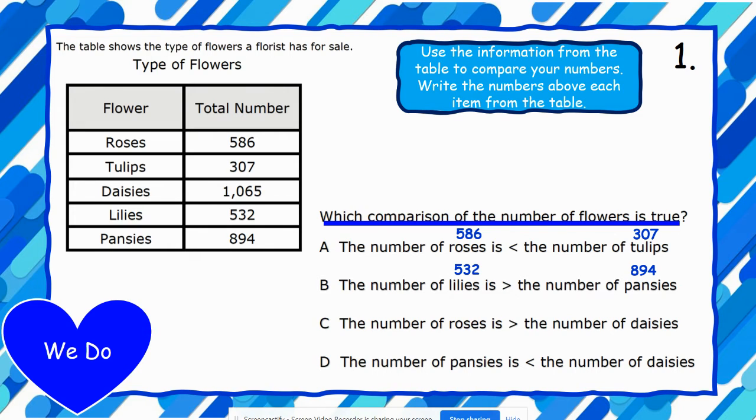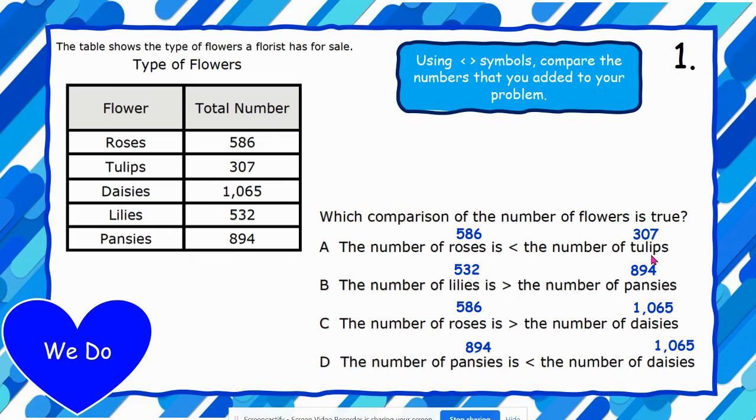Letter C, we're comparing roses and daisies. Roses has 586 and daisies has 1065. Letter D, you're comparing pansies and daisies. Pansies has 894 and daisies has 1065. It's very important, boys and girls, that you copy the number correctly from the table to each label correctly.